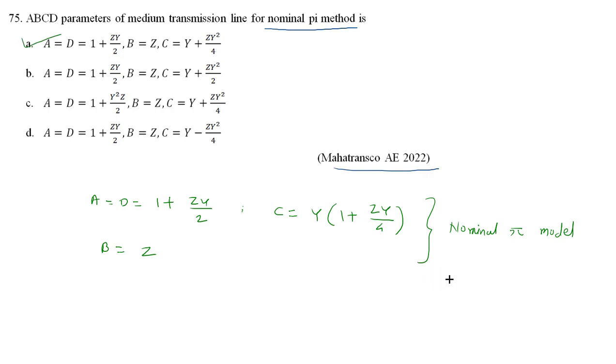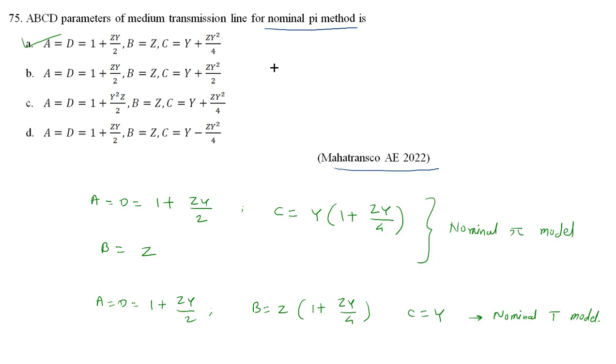If the same question is asked for nominal T method, then as I told, for nominal T also A and D are equal, which is 1 plus ZY by 2. Here B is Z into bracket 1 plus ZY by 4 and C is equal to Y. So these are the ABCD parameters for nominal T method. Here it is asked for nominal pi method, so the correct answer will be option A. So direct questions will be asked based on ABCD parameters.